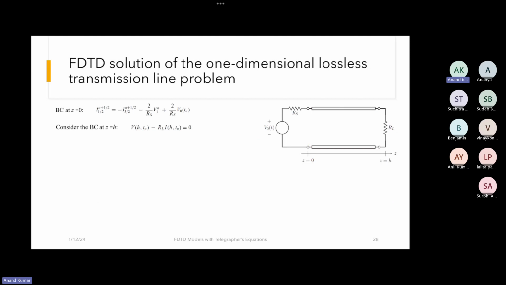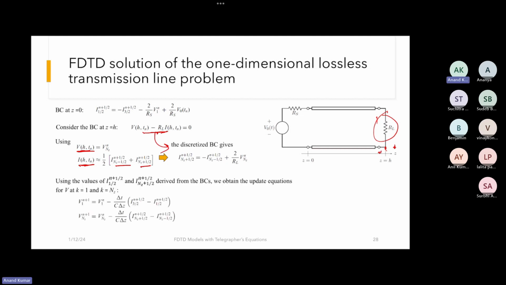Now, using the second boundary condition, which is voltage across this load, we can give the voltage across this load as this expression upon discretizing, and the current at this particular node in terms of the previous current value over here and current value over here. Upon discretizing this expression, we get the value of current at the later position in terms of the previous current values and the voltage value across the load.